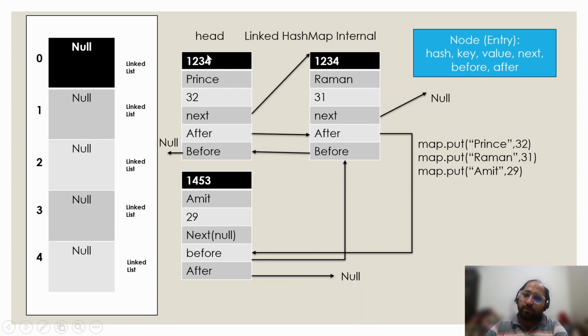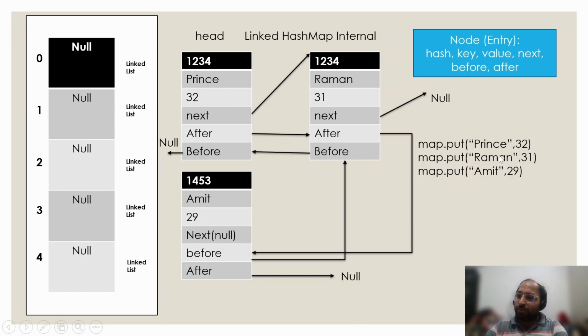Now as this is the first entry, this next will be pointing to null, and there is no entry after this particular node so far, so this after will be pointing to null, and prior to this particular node there is no node, that's why the before will also be pointing to null, and this particular node which is the first entry will be treated as head, right? So this is how it works.